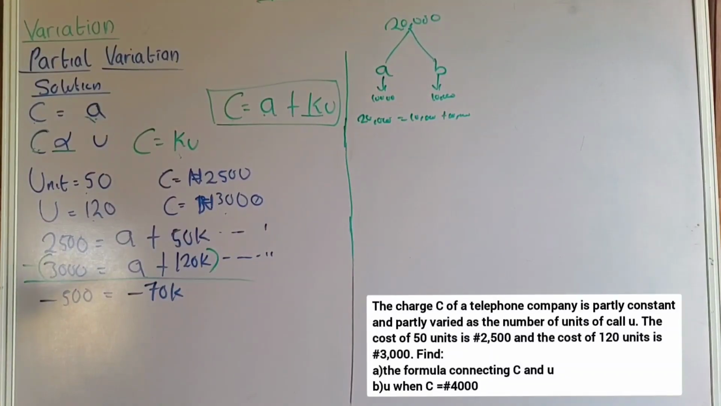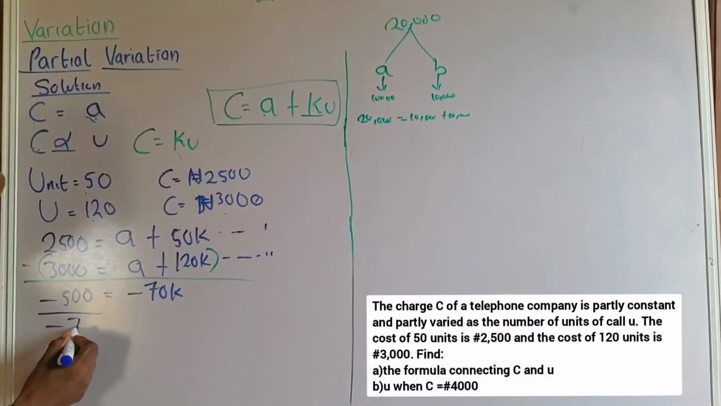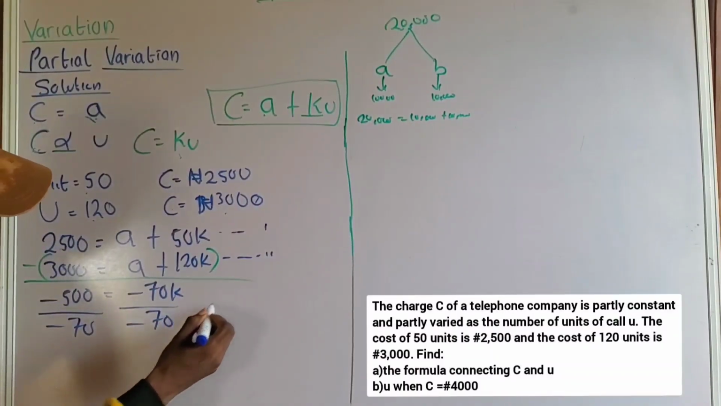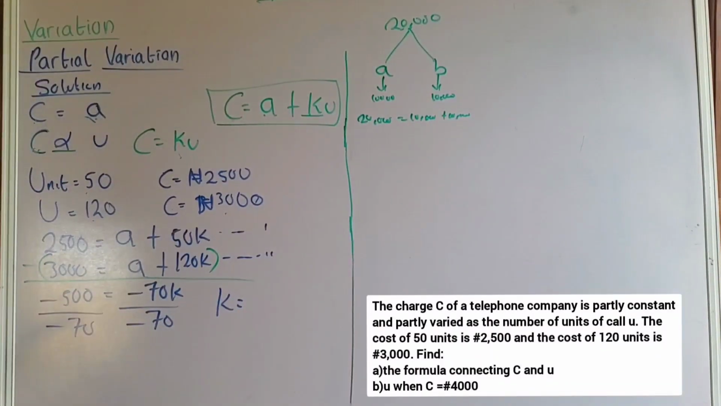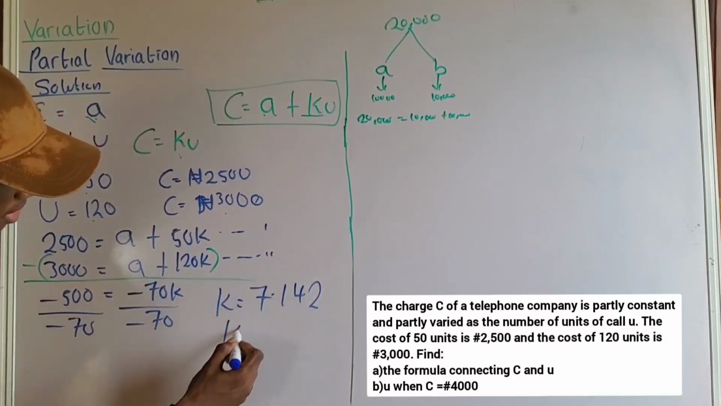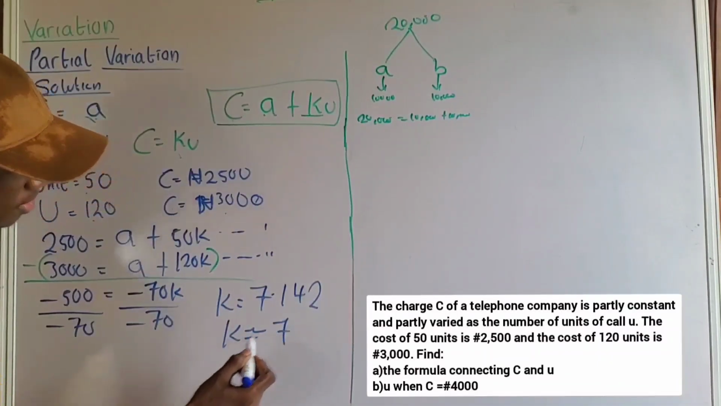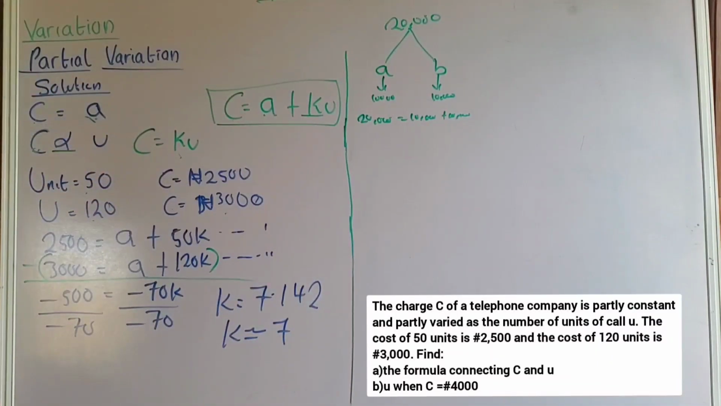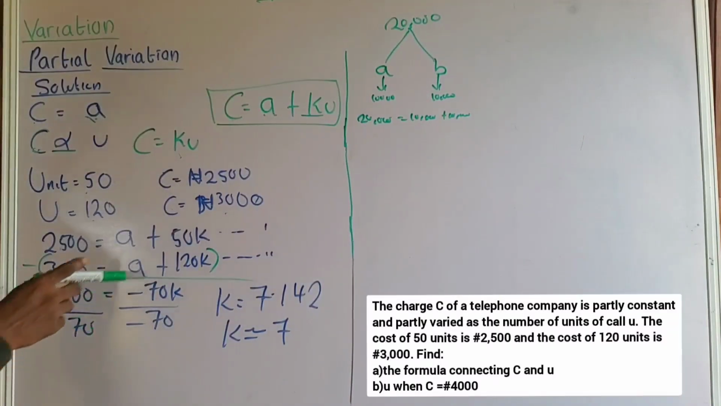500 divided by negative 70. This over negative 70 and this over negative 70. So the value of K equals, you can put it in decimal, 7.142. So the value of K approximately is 7. Having gotten the value of K as 7, we can get the value of A by substituting the value of K into any of these equations.